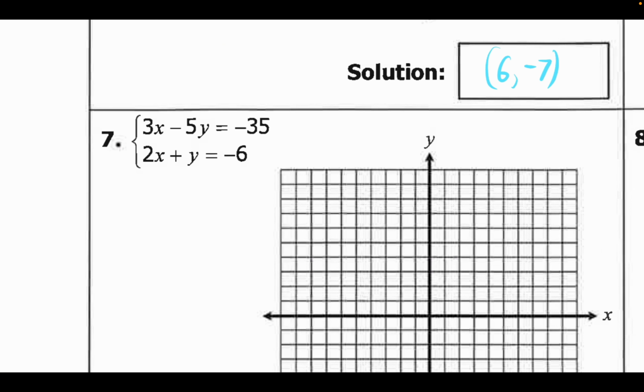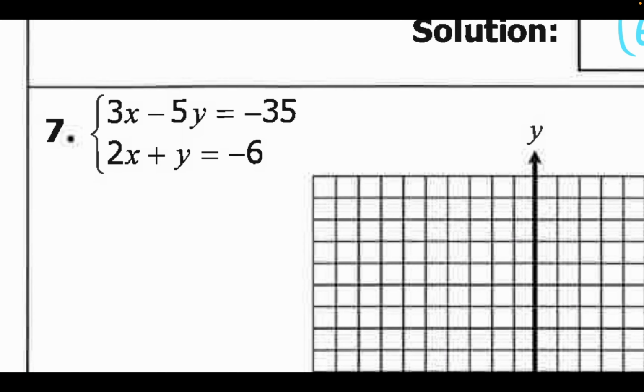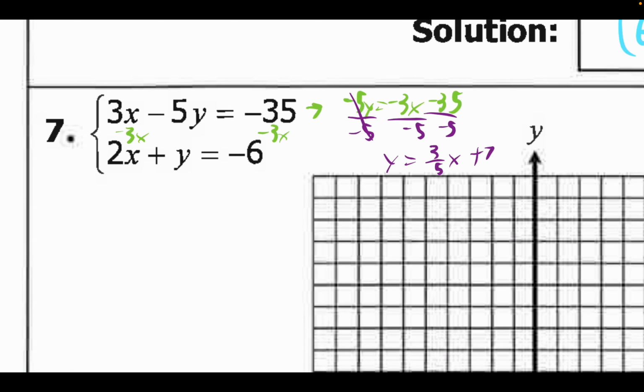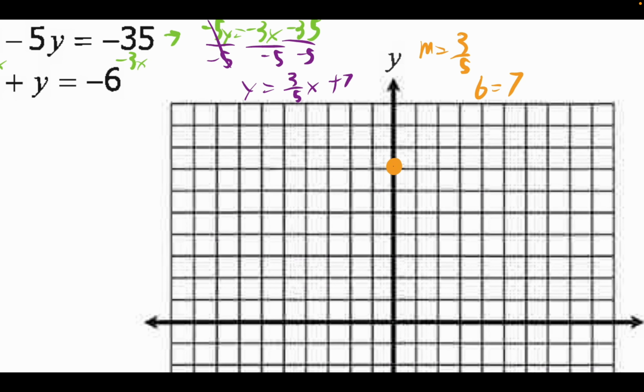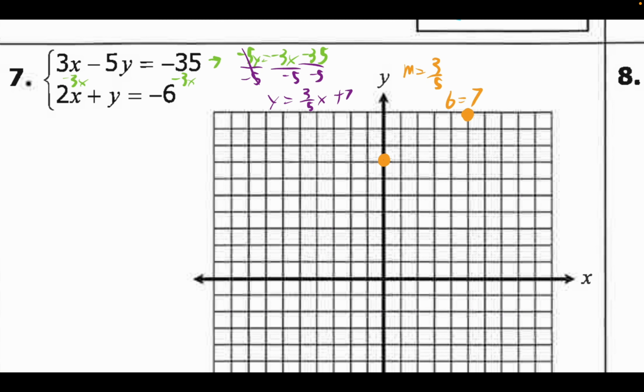On to number 7, solving this top equation for y. I'm going to start by subtracting 3x from both sides. And I get negative 5y equals negative 3x minus 35. And I'll divide every single thing here by negative 5. And I get y equals positive 3 over 5x plus 7. So that tells me my slope is 3 over 5, and my b is 7. So I'm going to go ahead and graph with my b. I'm going to go up 3, right 5, or down 3, left 5.